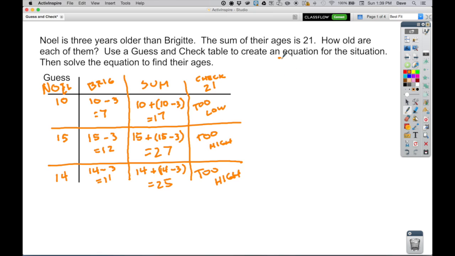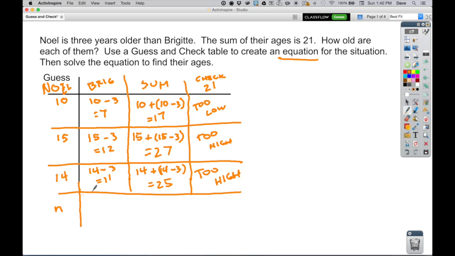Now, here's where the equation piece comes in. To make the equation, we're going to follow this exact same procedure, but here's where we're going to start putting in unknown variables to represent certain bits of info. Our guess was Noel's age. That's where we're going to fit in our variable. Since we don't exactly know Noel's age yet, we're going to call it n.